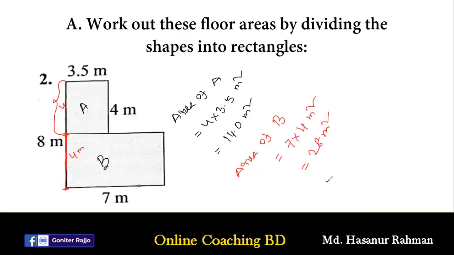Then what will be the total area? Total area will be, we have to add 28 plus 14 square meter. So if we add 8 plus 4, that is 12, 1 will be carried. So 42 square meter. And that will be the answer of number 2.